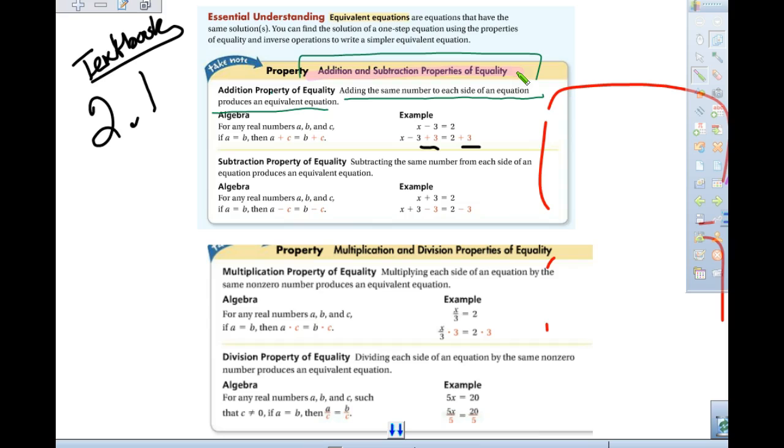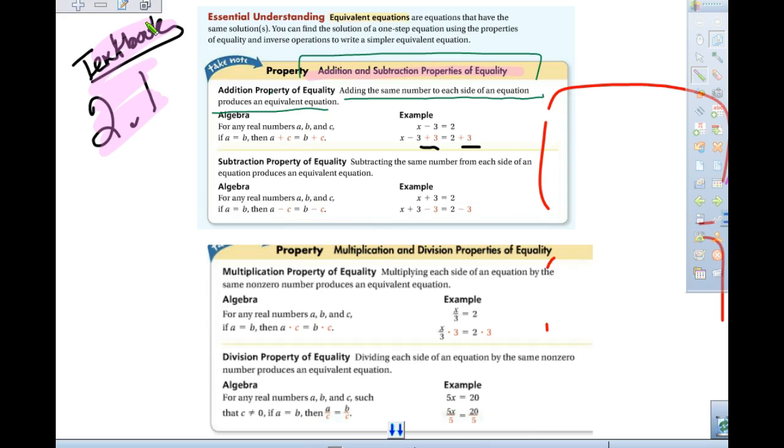Okay? This is, in your textbook, lesson 2.1. If you can't find this, go to the notes online, that's our first one, right? It just says you can add and subtract the same number from both sides of an equation. It's called the addition property of equality or subtraction property of equality.